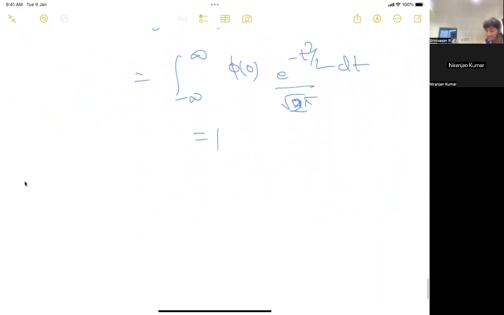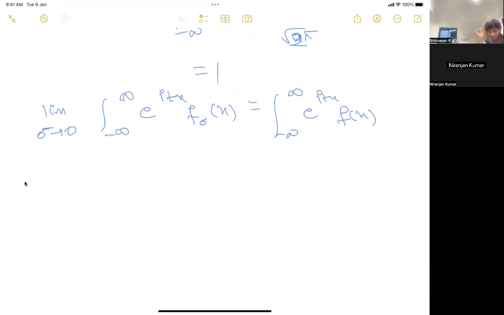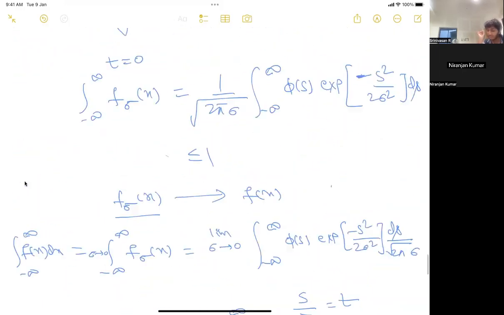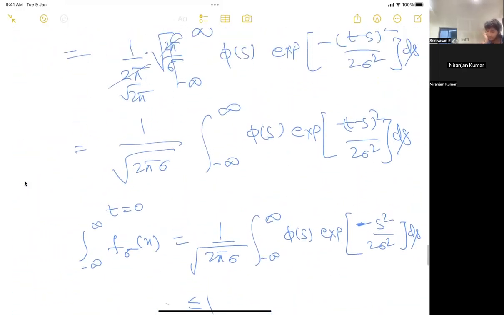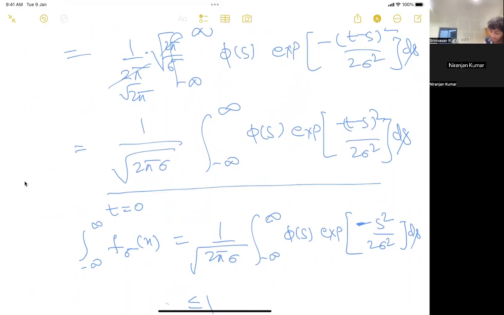Now, since we have shown this, it's easy to see that we take the limit of this quantity as sigma goes to 0. This will be e to the itx times f of x. Now, what you do is, we had calculated this Fourier transform of f sigma, and we had gotten, I think, this expression. This is the expression we had.